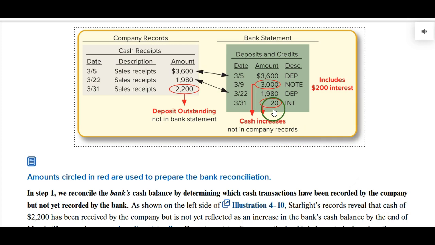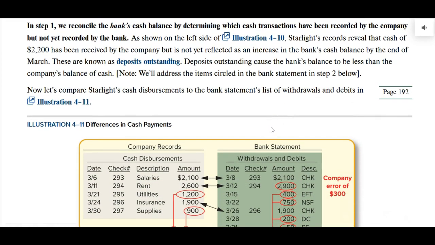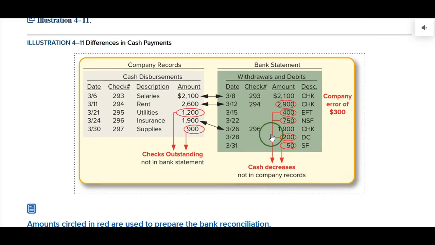And also we have interest the bank has put into our account. We don't have that recorded yet either. So these are differences just related to revenue, or I guess you should say cash inflow and outflow. Now on the checks, we have 5 checks written. We have 3 that we've identified. 2 of them, the $1,200 and $900, have not come through as of the end of March yet. Those are checks outstanding.